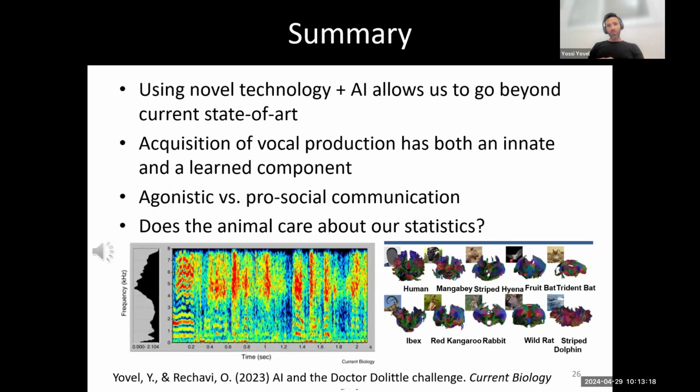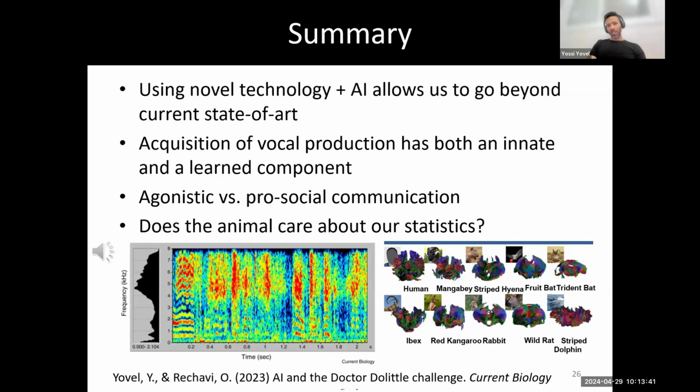So, a very, very brief summary. I showed you a few examples of using technology and AI in order to try, I will not say we succeed, but try to decode animal communication. I talked about the acquisition of communication being both innate and learned. I showed you an agonistic species, or at least agonistic communication versus pro-social communication.